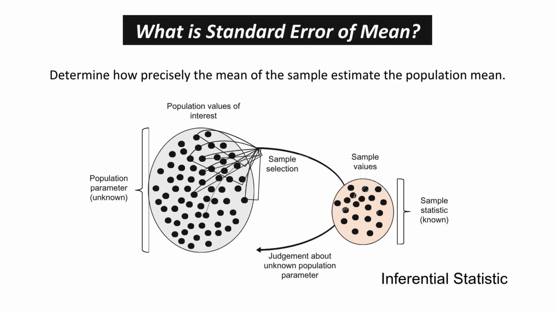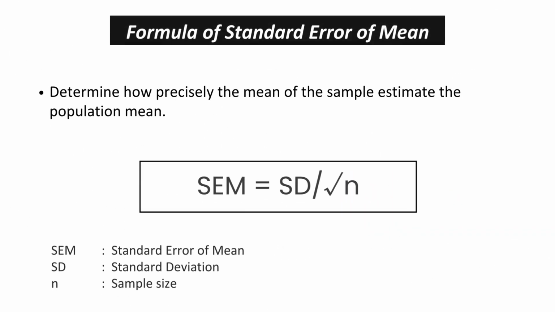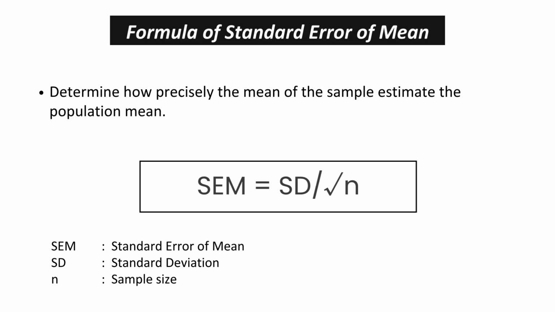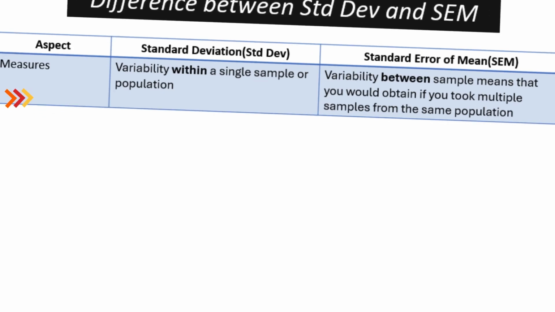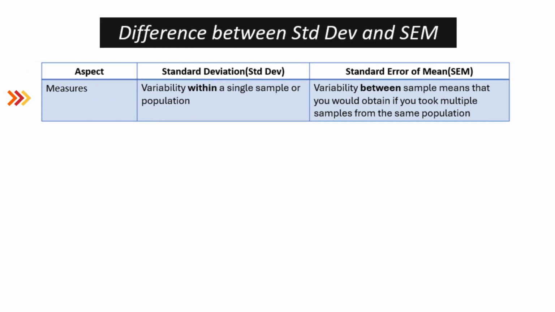If a researcher gathers data from a sample and uses the statistics generated to reach conclusions about the population from which the sample was taken, the statistics are inferential statistics. The data gathered from the sample are used to infer something about a larger group. The formula for standard error of the mean is equal to the ratio of the standard deviation to the root of sample size. The key differences between standard deviation and standard error of the mean.